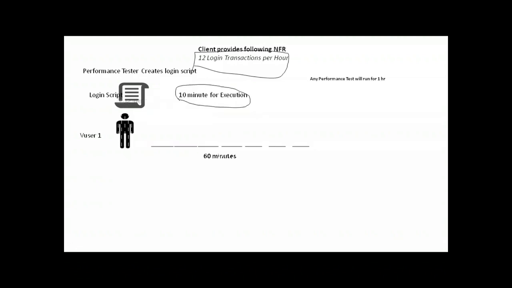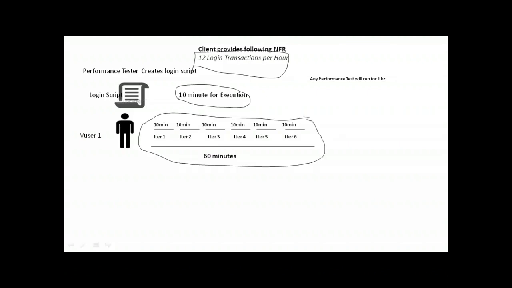Now you have started executing without pacing, zero pacing. The maximum you can accomplish in 1 hour, without any gap between any 2 iterations, is 6. But what is the client asking for? 12. Now what do we do, guys?